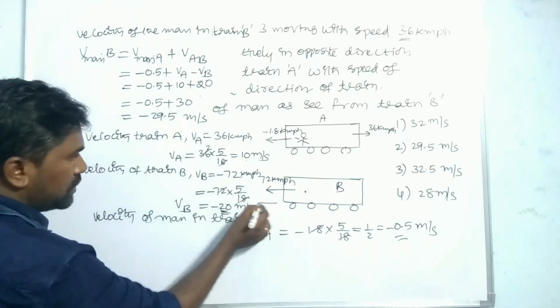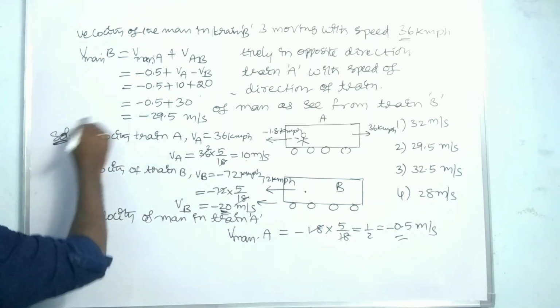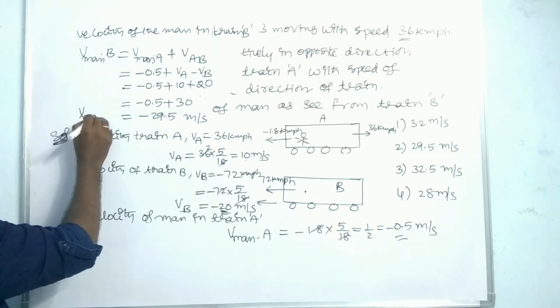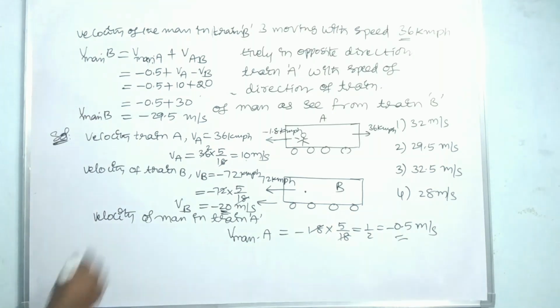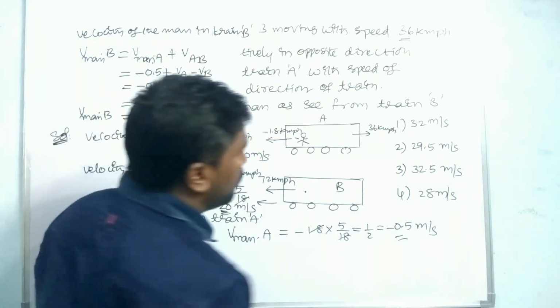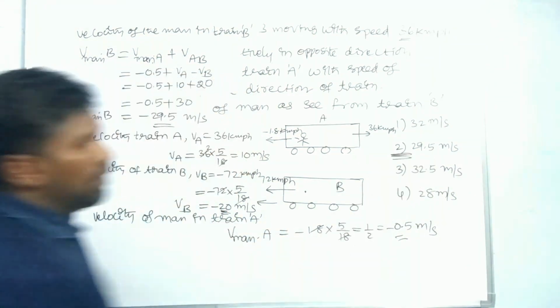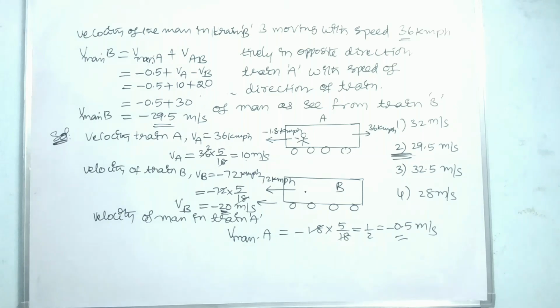In which direction? This direction. So this is the velocity of the man observed from train B. This is the 29.5 here. Option B is the right answer.